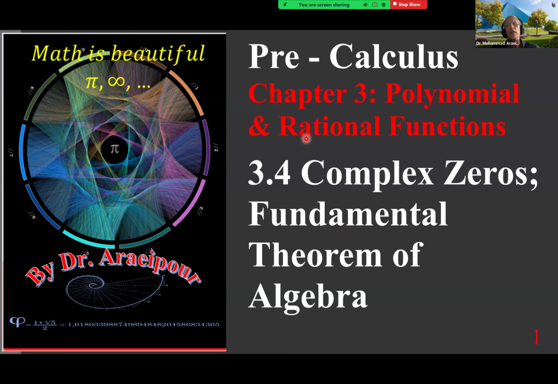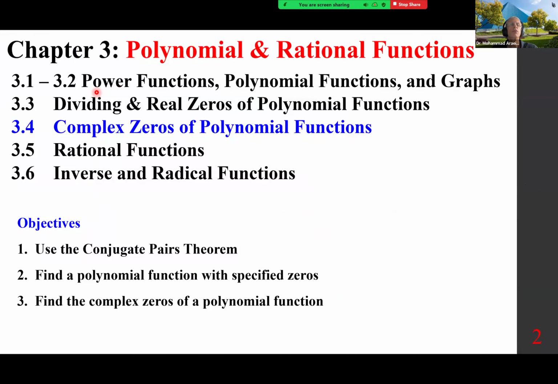Good afternoon, class. We are looking at Chapter 3, Polynomial and Rational Functions, and here's 3.4, Complex Zeros, Fundamental Theorem of Algebra. We've covered power functions, polynomial functions and graphs, dividing and real zeros of polynomial functions, and now complex zeros of polynomial functions. The objectives are: use the conjugate pairs theorem, find a polynomial function with specified zeros, find the complex zeros of a polynomial function.